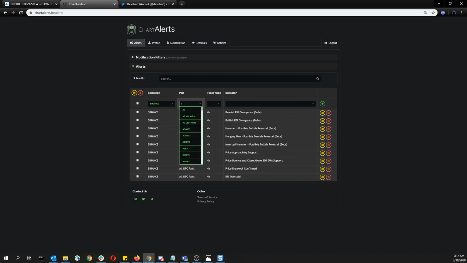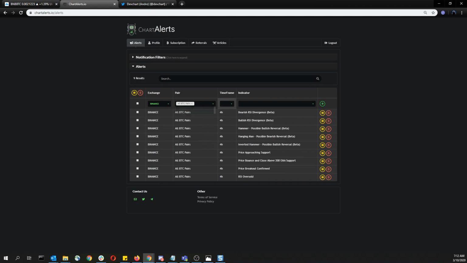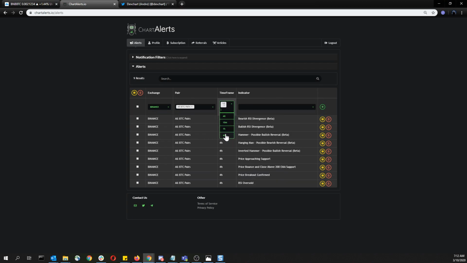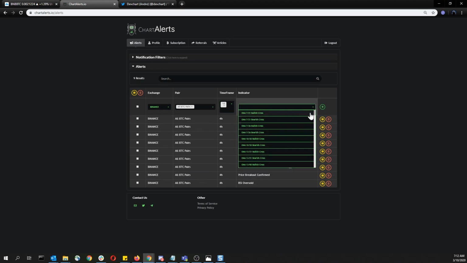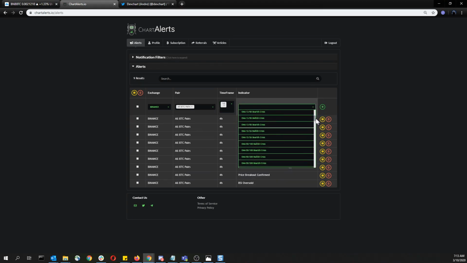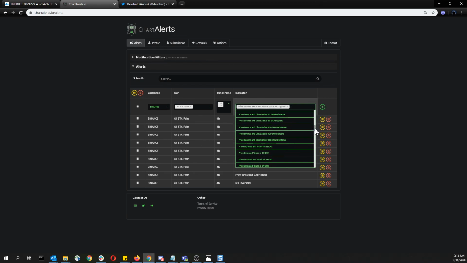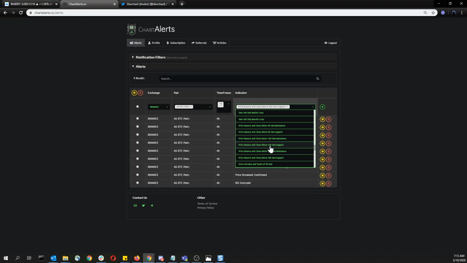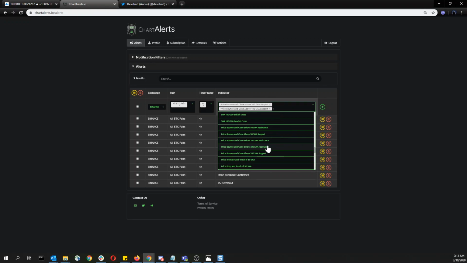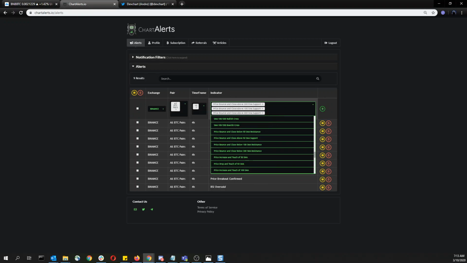And now let's look at the daily. Okay, so on the daily, I like to use the price bounce and close above the 200 EMA support. I like to use price bounce and close above the 100 SMA support and the 200 SMA support.